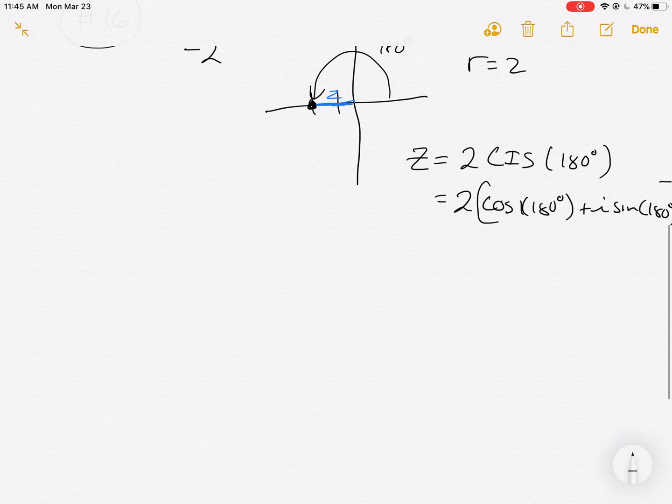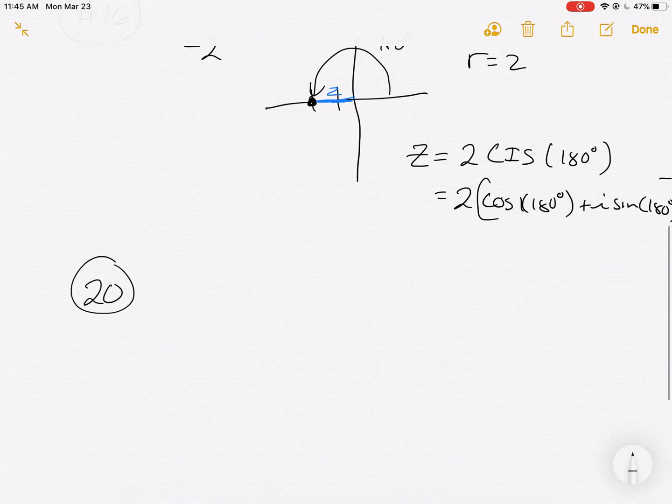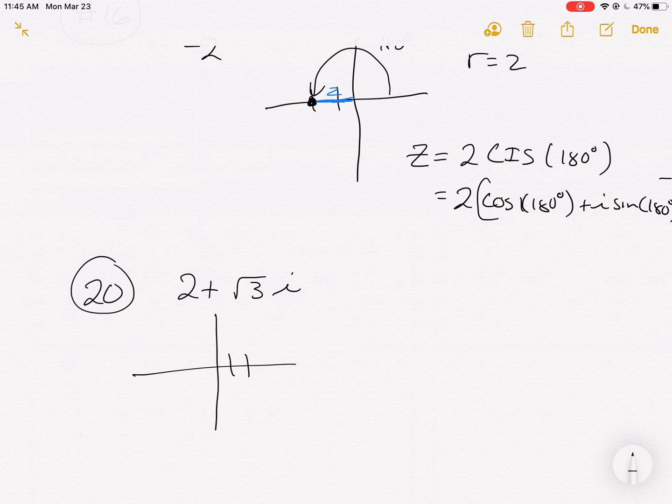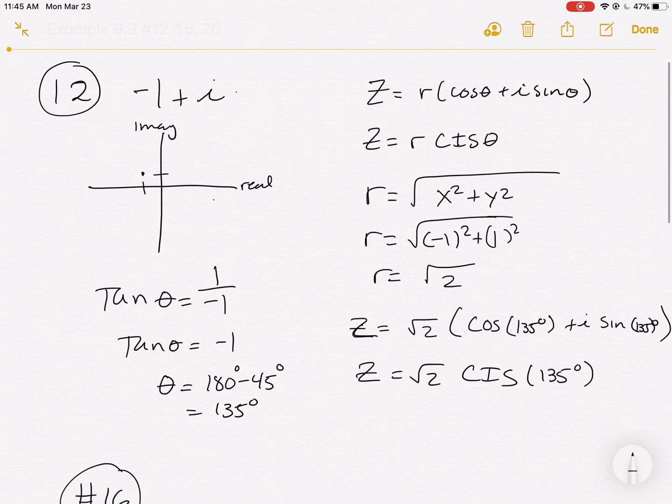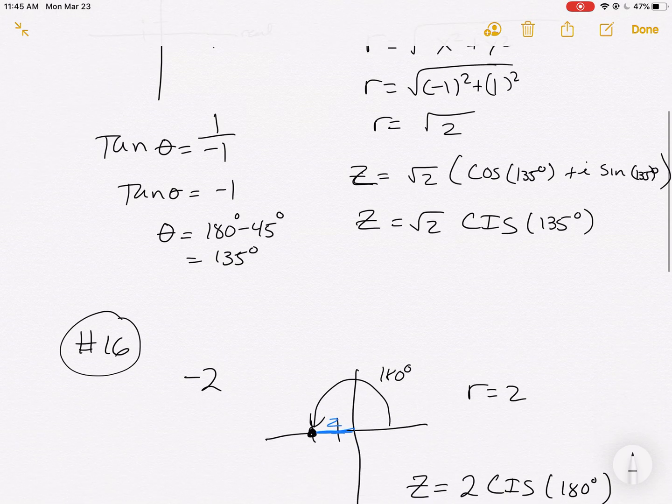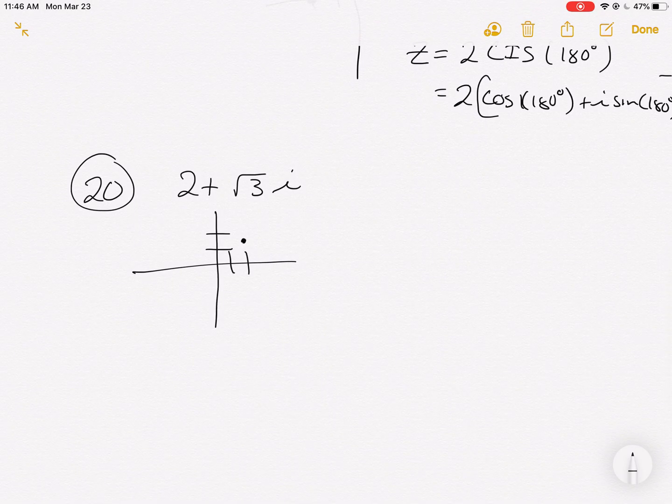The last one that I wanted you to be aware of is one like number 20. Number 20 has 2 plus the square root of 3 i. We know how to plot that. That's over 2 in the x direction, root 3 in the imaginary direction. Square root of 3 is less than 2, so it's right about here. Up here I might have misspoke. We went over negative 1 for number 12 in the x direction and 1 in the y direction. I might have said i, now that I'm reflecting on that, but it should have been a 1.